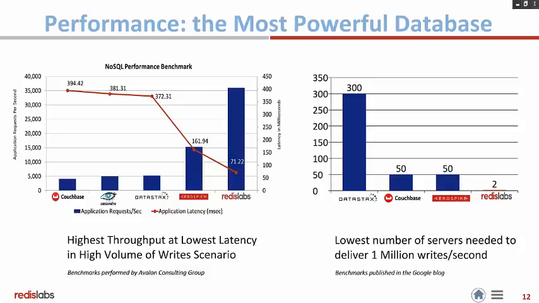So on the right, you can see a graph. These are benchmarks published in the Google blog by the different vendors themselves. And you can see that DataStax with Cassandra needed about 300 Google Compute Engine servers to deliver 1 million writes per second, whereas Redis Labs needed only 2.